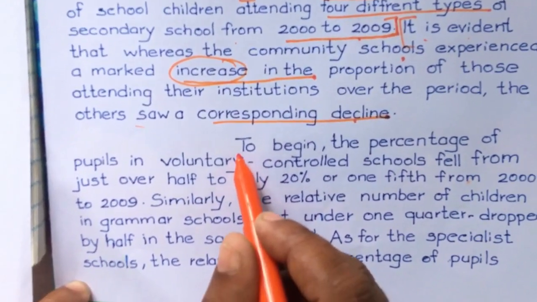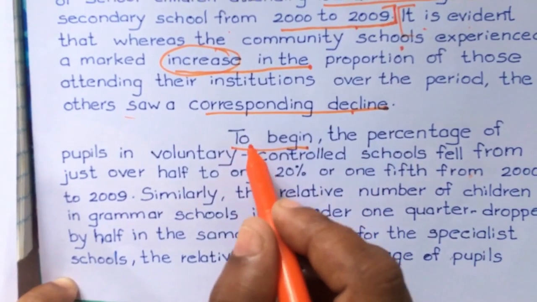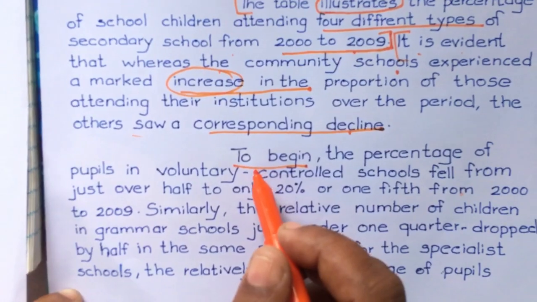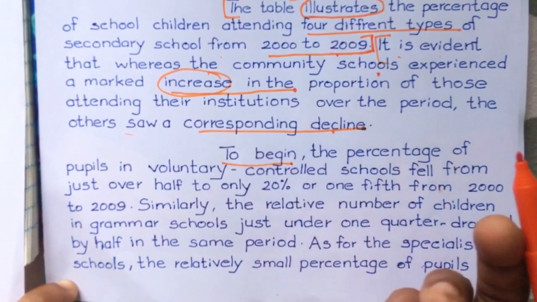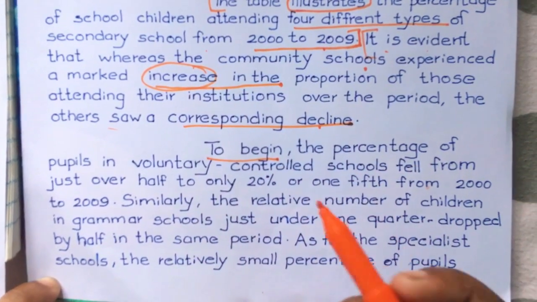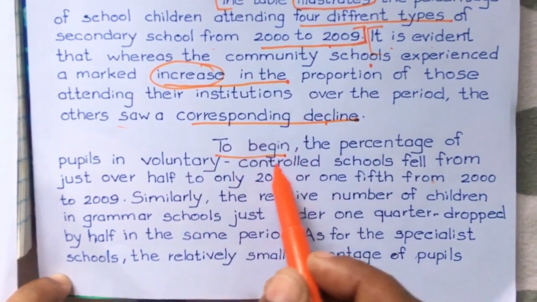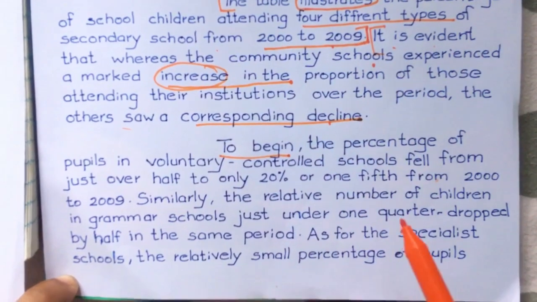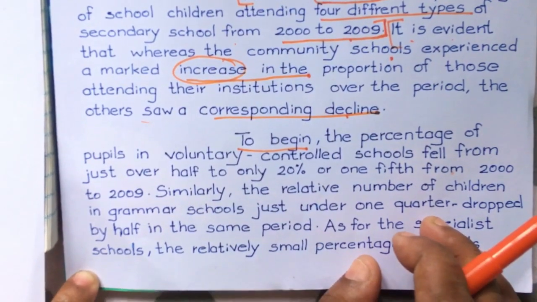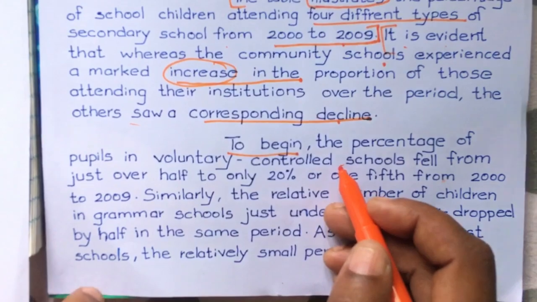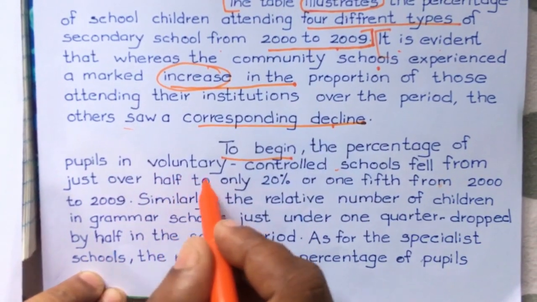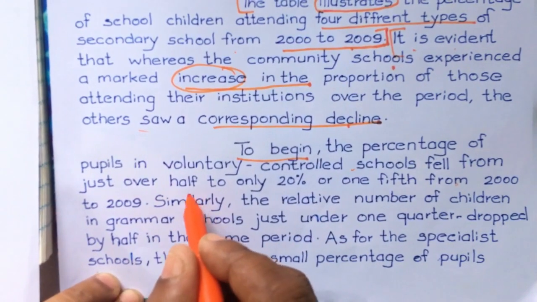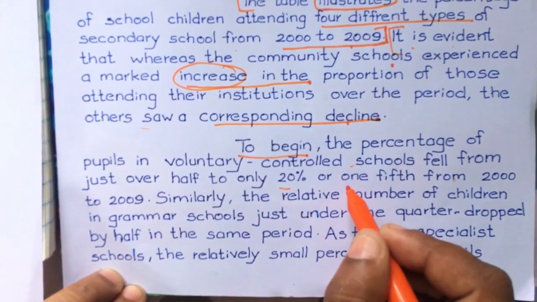Next paragraph, let's move on. To begin, you can start with anything: to start with, to begin, according to that, or something else from your vocabulary. It doesn't matter how you start your sentence, but all the contents we have discussed in this table must be included in your essay. To begin, the percentage of people in voluntary controlled schools fell from just over half to only 20%, or 1/5, from 2000 to 2009.